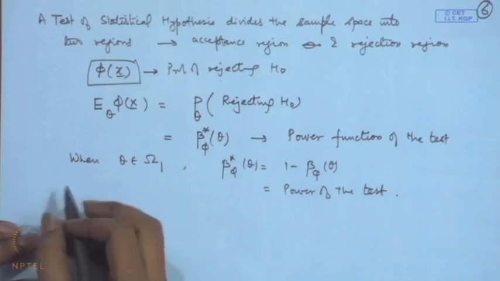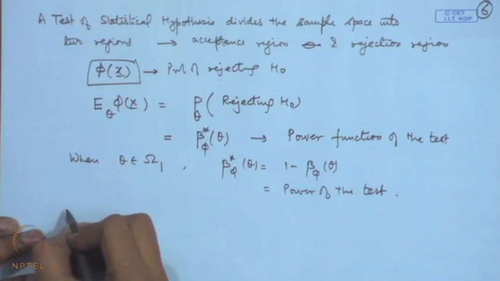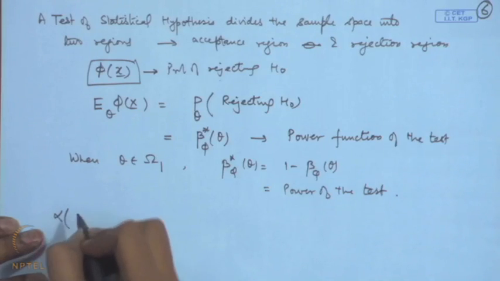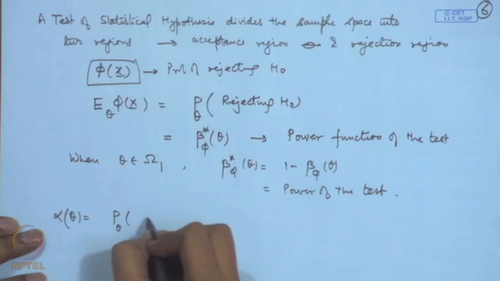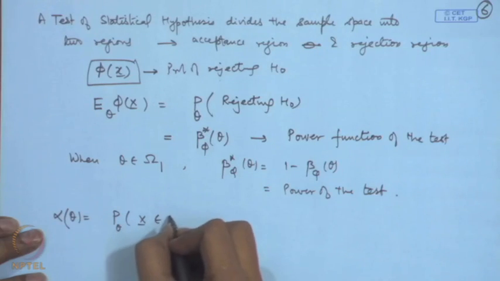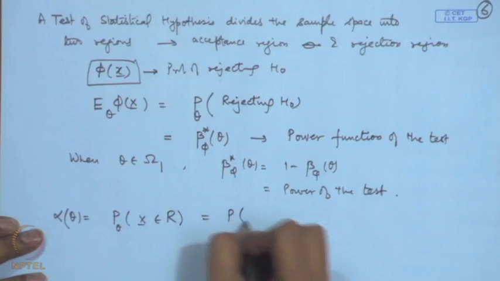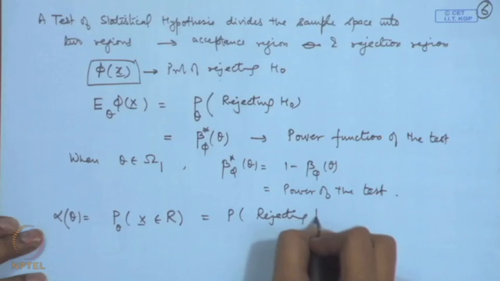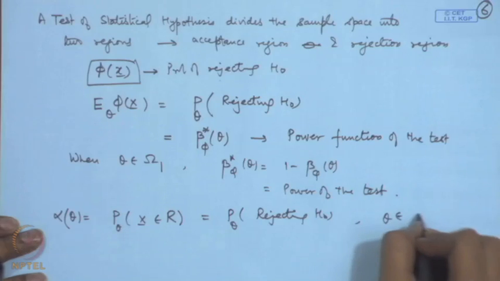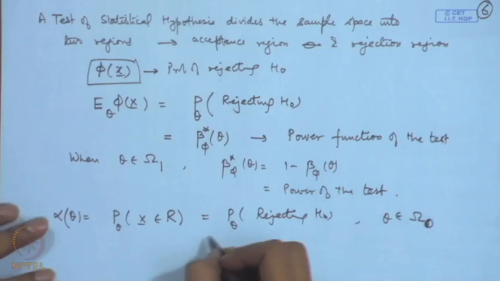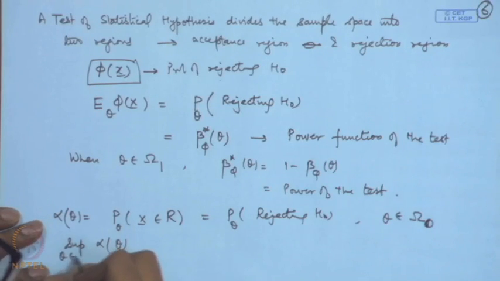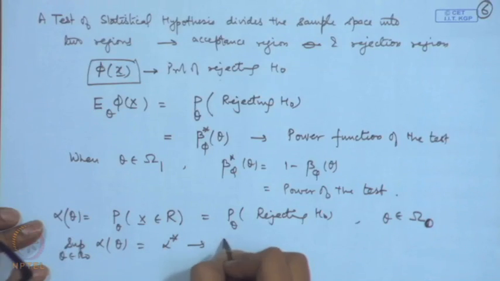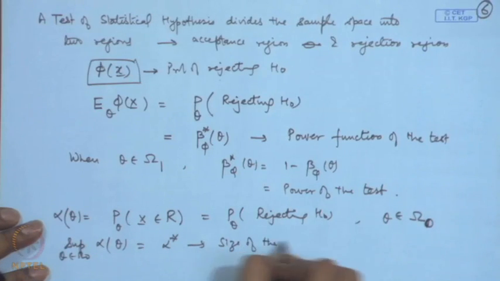So, what we do, we fix, let us call alpha theta, that is equal to the probability of type 1 error, that is when x bar belongs to the rejection region, that is the probability of rejecting H naught when theta belongs to the null hypothesis set. So, consider the maximum value of this, let us call it alpha star. This is called the size of the test.